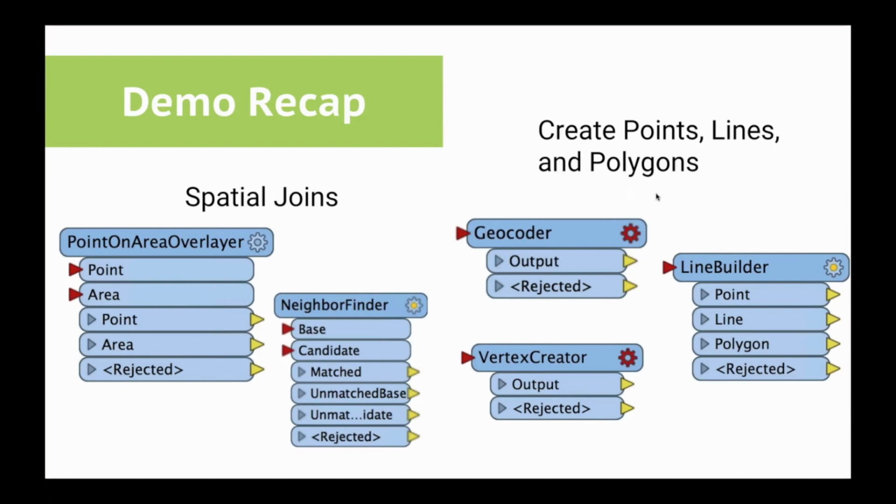And then over here for creating points, lines, and areas: if you have tabular data with some information you could use to add a location, these are good transformers for that. The Geocoder can make use of a variety of geocoding services to take your address data and create points. The VertexCreator is good for taking latitudes and longitudes and creating an actual point. Or the LineBuilder, when you have a series of points and you want to connect them together. I've seen this used with GPS tracking, where a series of points follow a path and you connect them into a line to show the path followed by, say, a delivery truck.